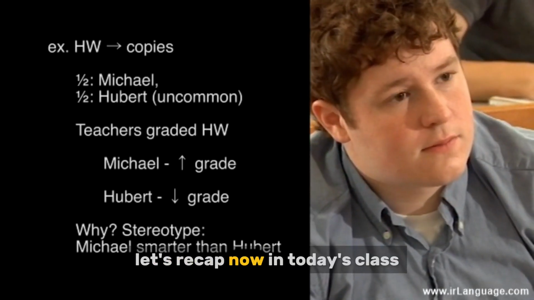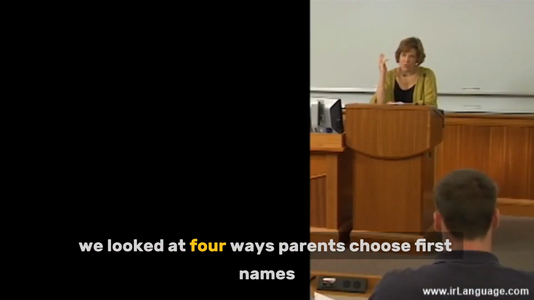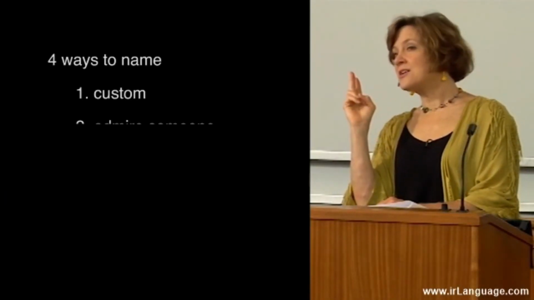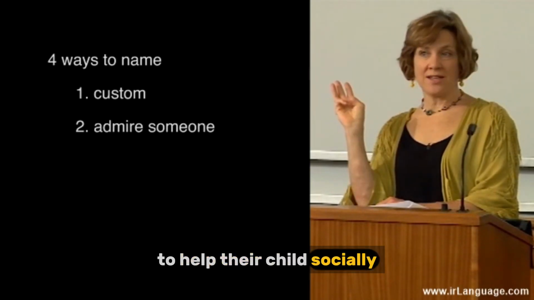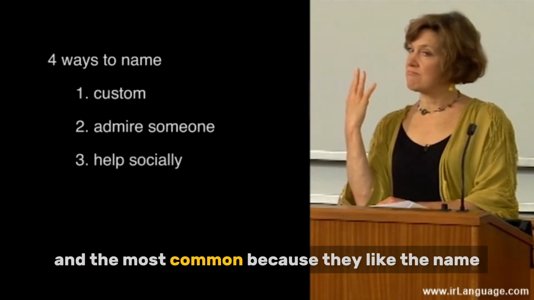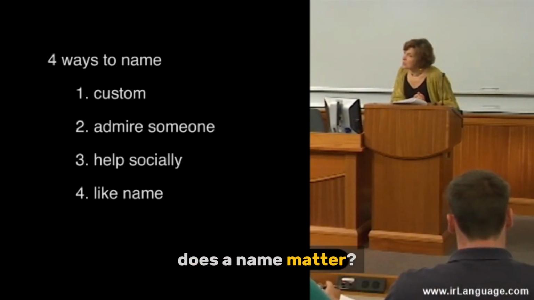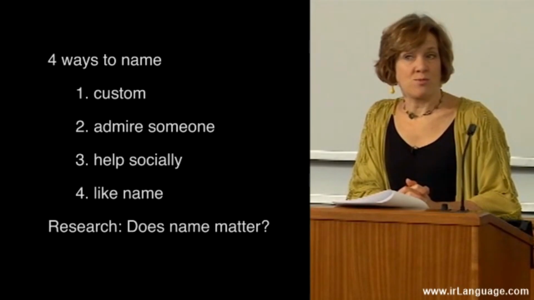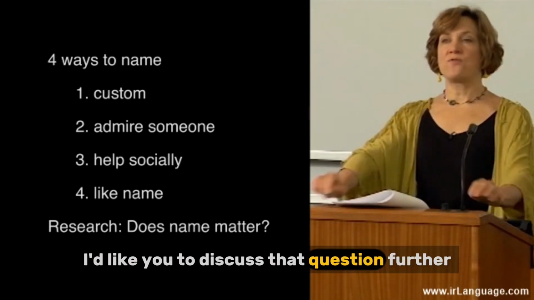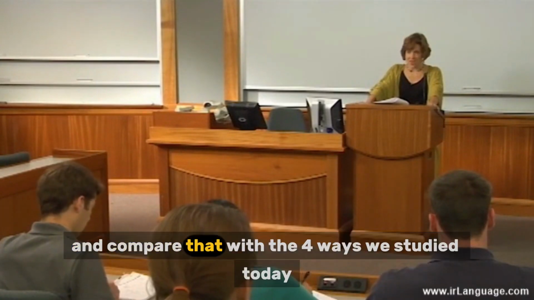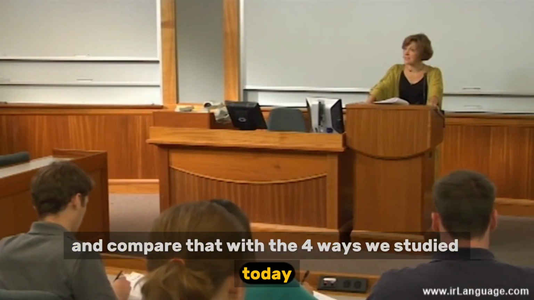Let's recap now. In today's class, we looked at 4 ways parents choose first names: because of customs, after someone they admire, to help their child socially, and the most common, because they like the name. We also looked at research to answer the question, does a name matter? In your study groups, I'd like you to discuss that question further. Also discuss how you got your names and compare that with the 4 ways we studied today.